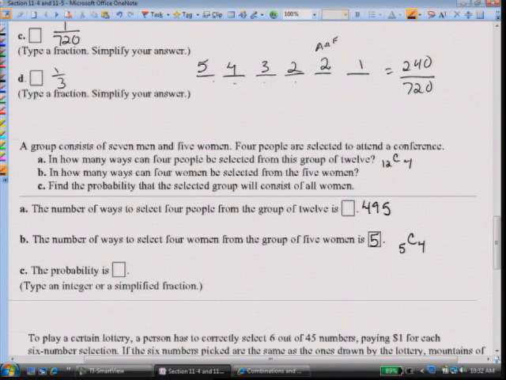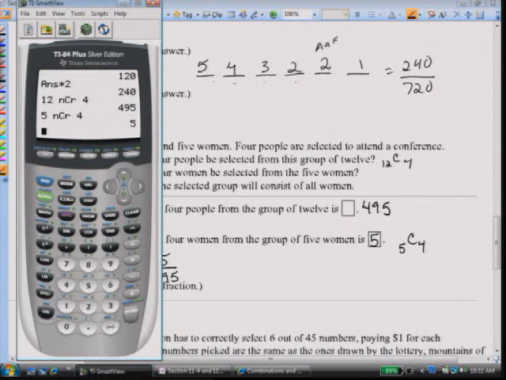Okay, and so now the last question is to find the probability that the selected group will consist of all women. Well, there were only 5 ways to get all women, and how many total ways were there? 495. Right, so we're going to do 5 out of 495. But we can reduce this fraction. You can do it by hand, or if you do math frac, 5 divided by 495, math frac gives 1 out of 99.